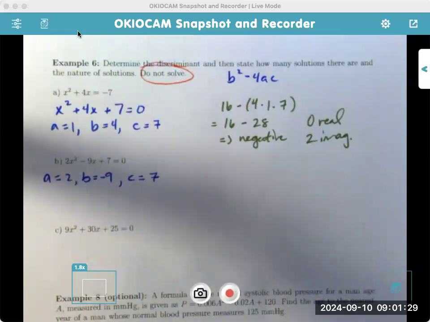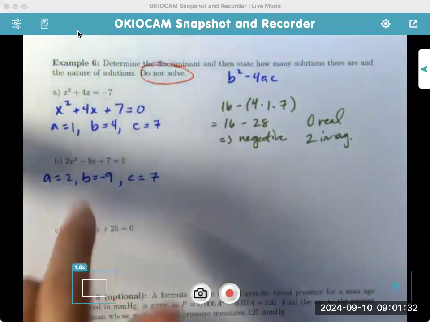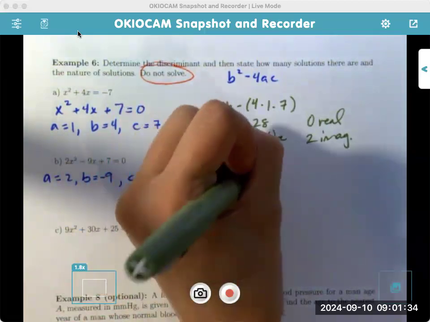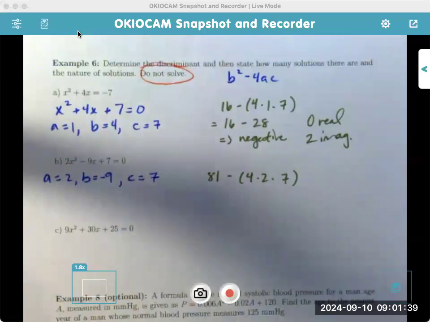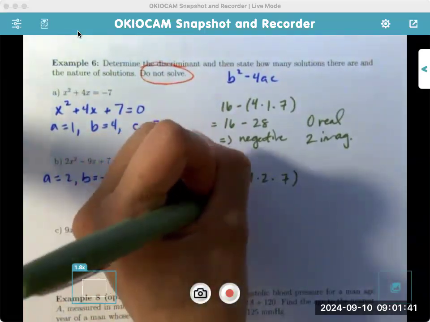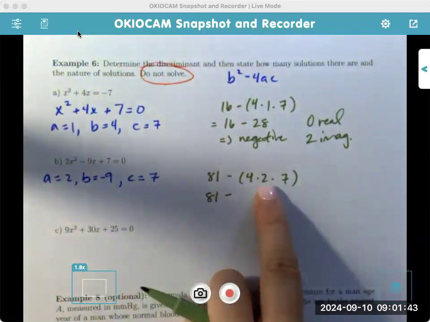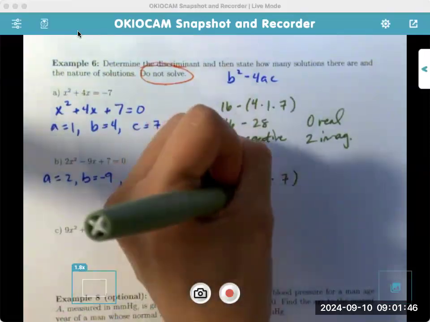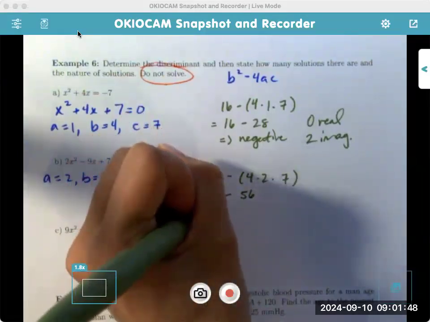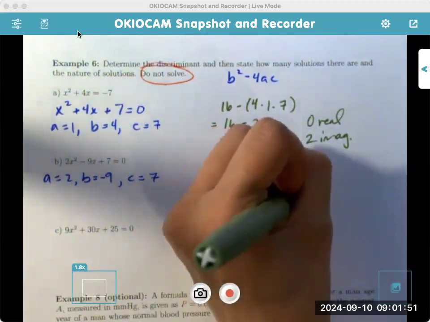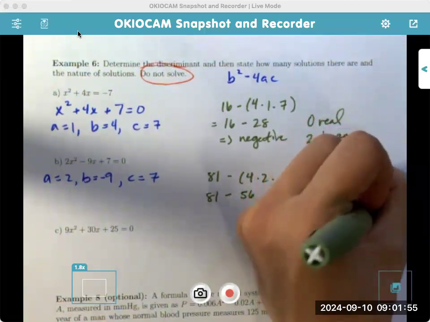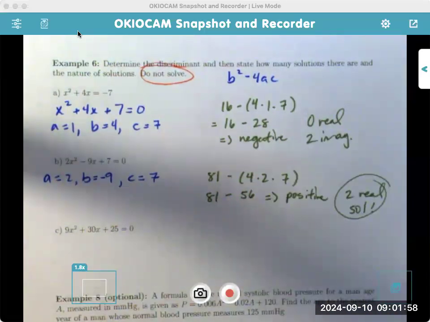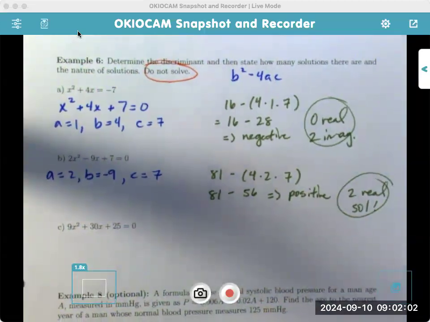So again, we have b squared, so that's 81, minus 4 times 2 times 7. So this is 81 minus, let's see, 4 times 2 is 8, times 7 is 56. This is equal to a positive, so I have 2 real solutions. So far, so good? All right, and C.